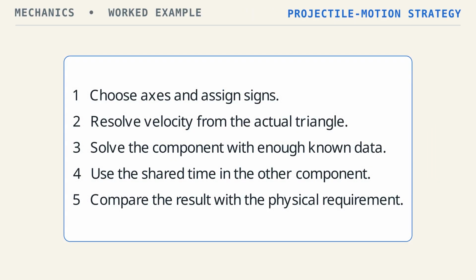The reusable strategy is to choose axes, resolve the launch velocity with signs, and identify which component equation contains enough known information. Solve that component for the shared time, use the time in the other component, and compare the numerical result with the physical requirement. A launch below horizontal is not a new formula. It is the familiar projectile model with a negative initial vertical component.